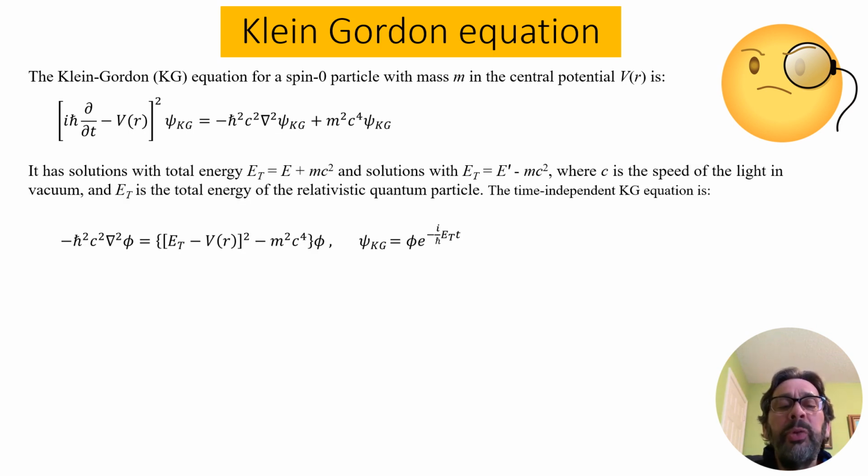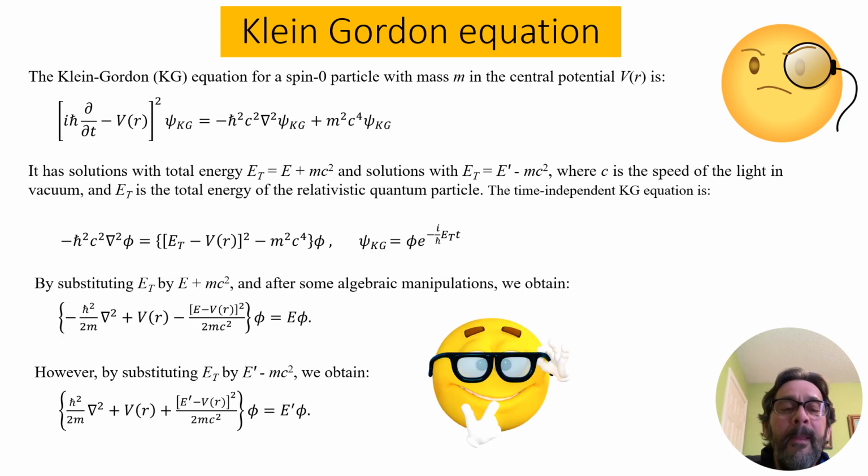It has solutions with total energy E plus mc², and solutions with total energy E prime minus mc², where c is the speed of light in vacuum and E sub t is the total energy of the relativistic quantum particle. The time-dependent Klein-Gordon equation is given by this expression. This is also very well known.